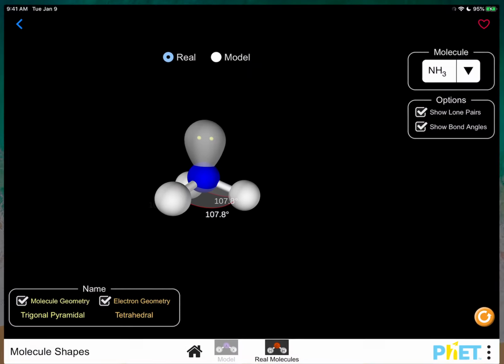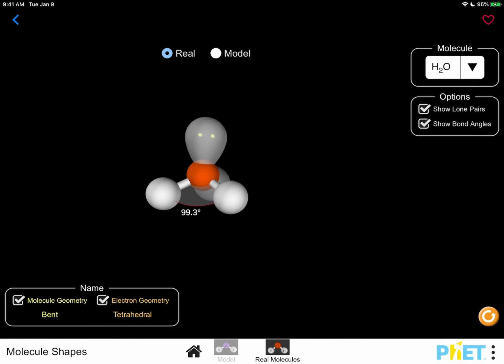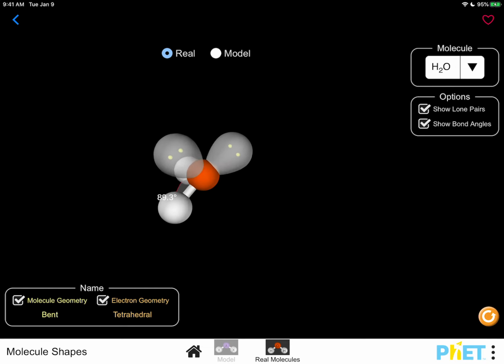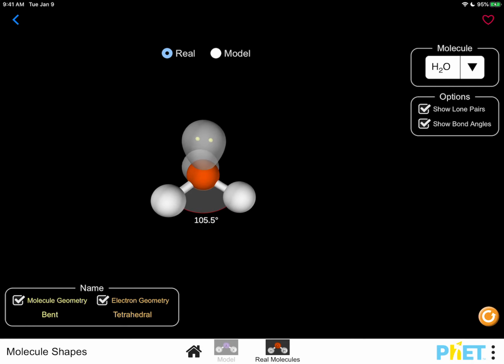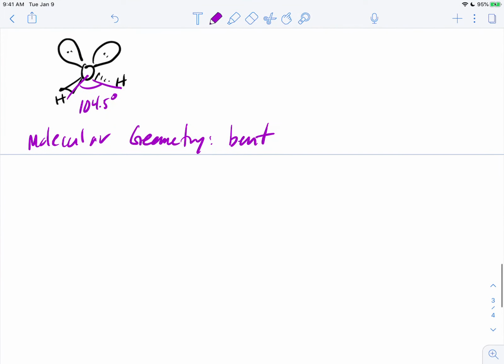We can go to the PhET simulation, find water, and we can see that if we arrange these, here we go. We got the 104.5 showing that bond angle with a molecular geometry of bent. Okay, so now we can move on. That's all we can do for tetrahedral. And so the next electron geometry that we're going to look at is trigonal bipyramidal.